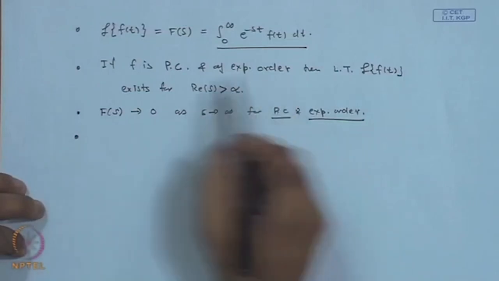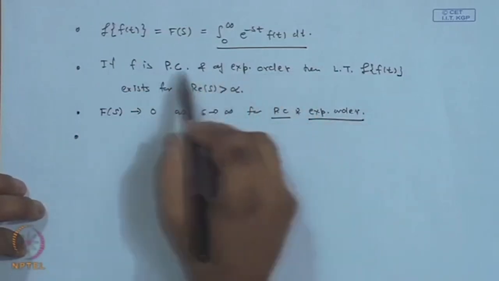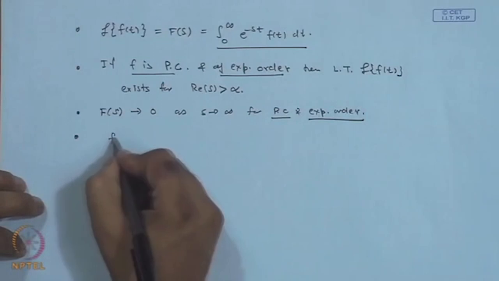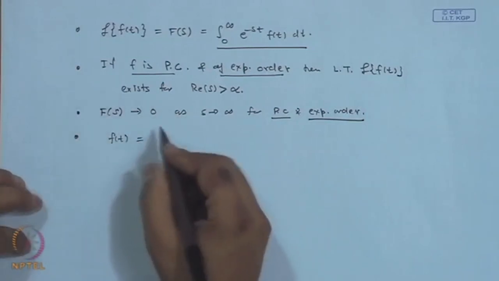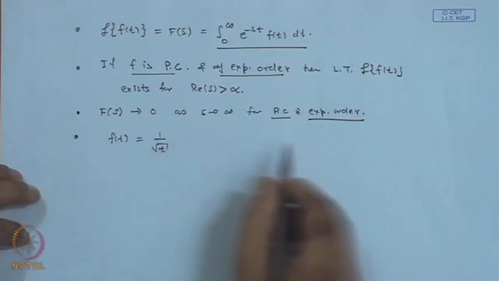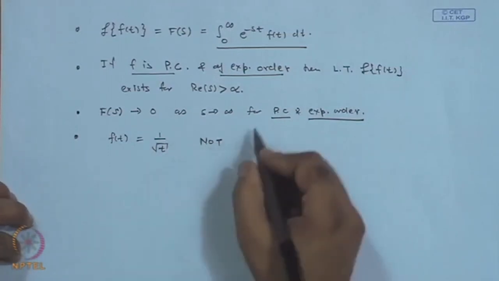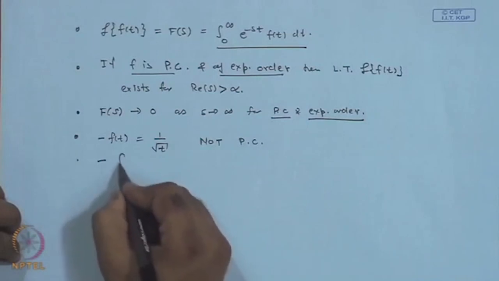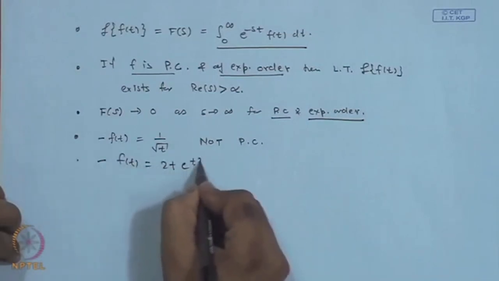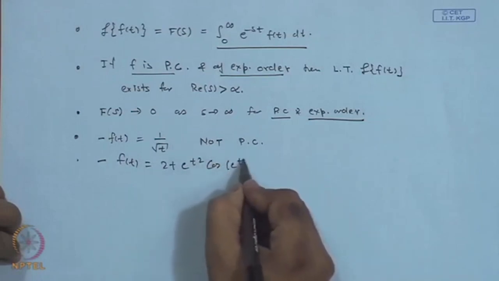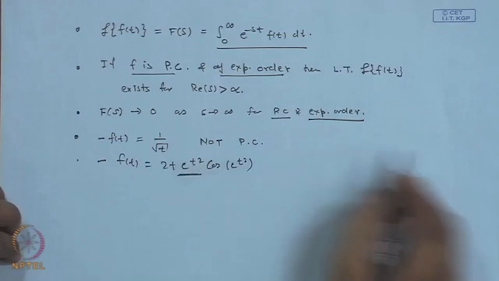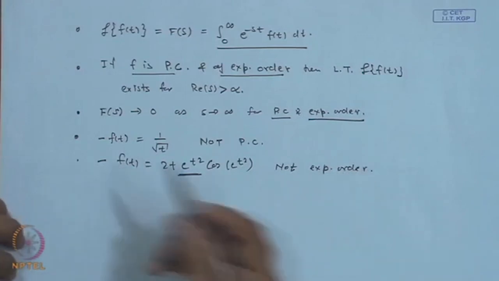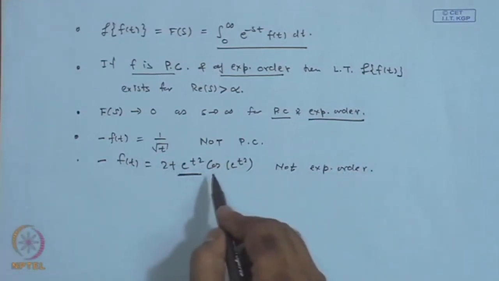The second remark was that the conditions, that the function is piecewise continuous and of exponential order, are sufficient conditions. We supported this argument with two examples. The first was 1 over square root of t, which is not a piecewise continuous function even though the Laplace transform exists. The second was 2t e^(t^2) cos(e^(t^2)), or we can also take e^(t^2), which, because of this e^(t^2), is not of exponential order, and the Laplace transform exists for this function.